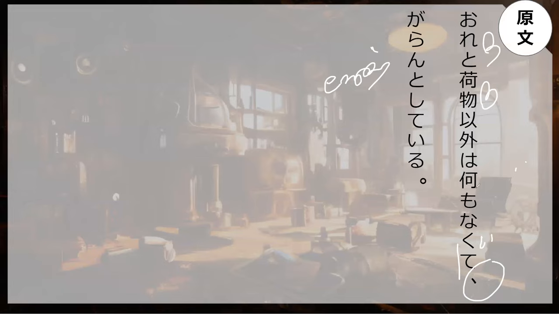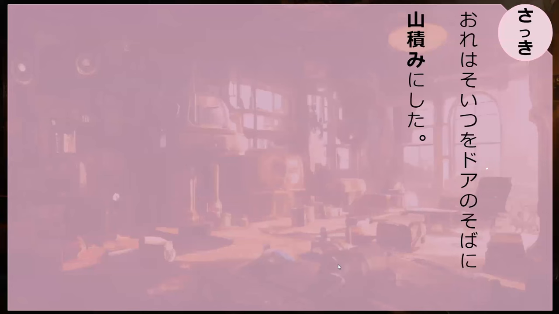So here's the sentence, and afterward: other than myself and the luggage, there's nothing, and ガランとしている. It is empty. It's not doing emptiness, it feels empty.